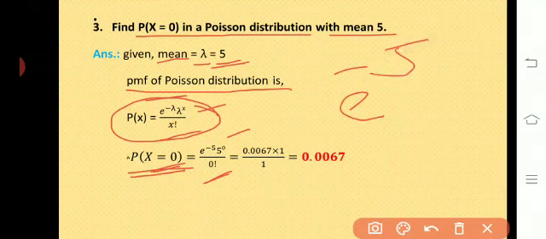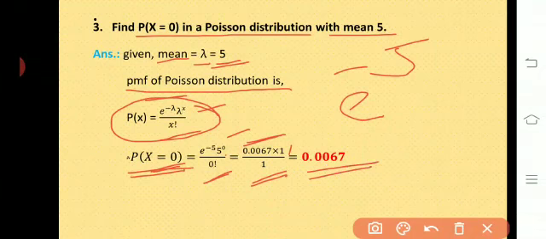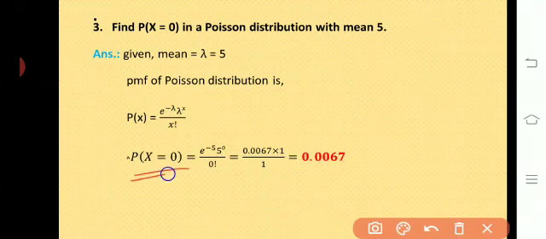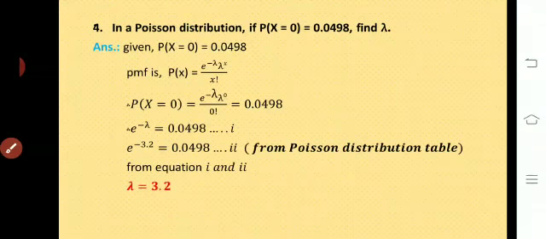This value is available in the statistical table for lambda equal to 5 in the column 0. You can observe the Poisson distribution table for lambda equal to 5 in the column 0. You will get e raised to minus 5 is equal to 0.0067, into 5 raised to 0, it is 1, and divided by 0 factorial, and 0 factorial is 1. Then if you simplify this, you will get 0.0067, that is probability of x equal to 0 is equal to 0.0067.